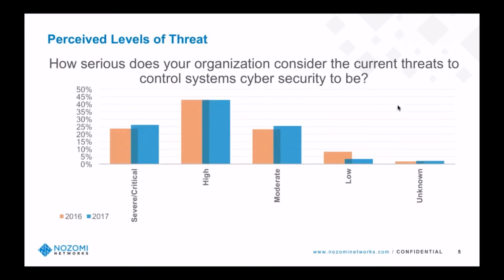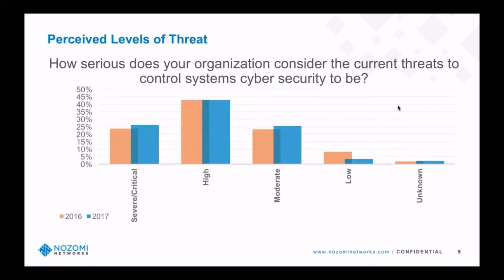So let's get to the numbers. Perceived threat levels. Out of the hundreds of ICS practitioners and stakeholders that were polled in this survey, they wanted to gather some information on their perceived threat levels, and they asked it in the following question. This is straight from the actual polling: How serious does your organization consider the current threats to control systems, and how serious can control systems cyber threats be?